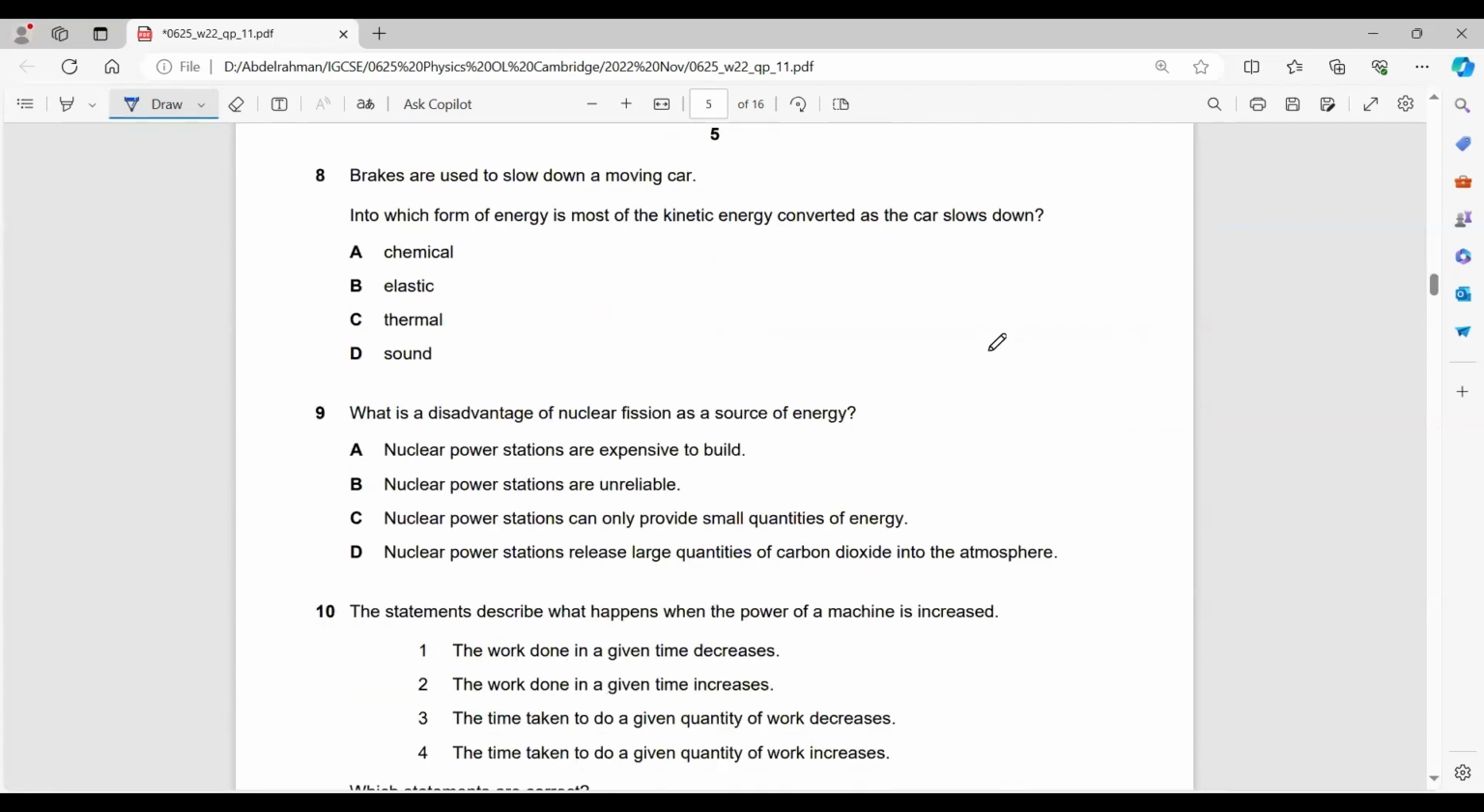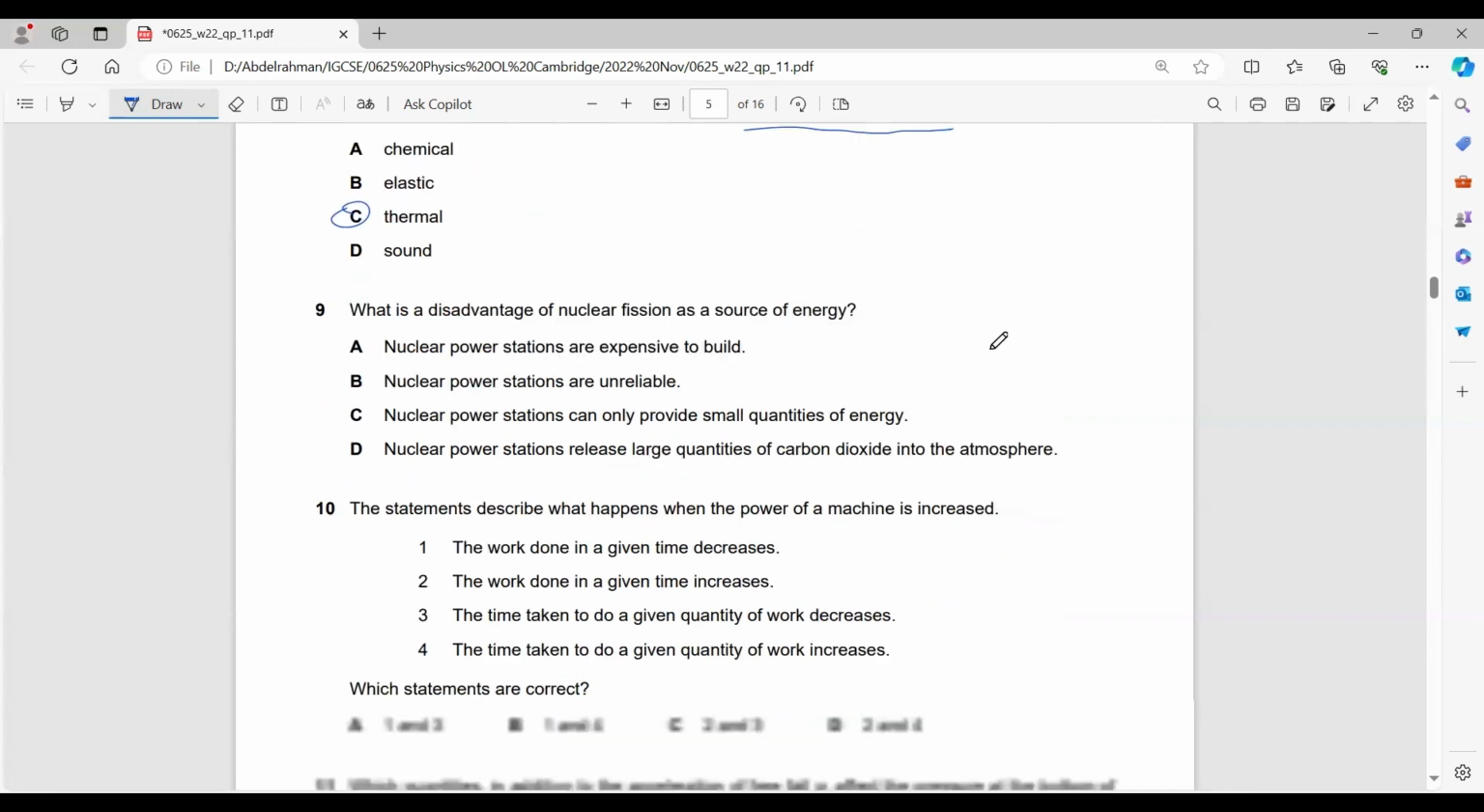Brakes are used to slow down a moving car. Into which form of energy is most of the kinetic energy converted as the car slows down? As the car slows down, most of the kinetic energy is converted into definitely thermal energy.